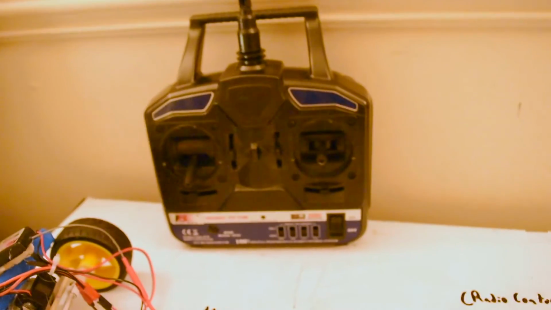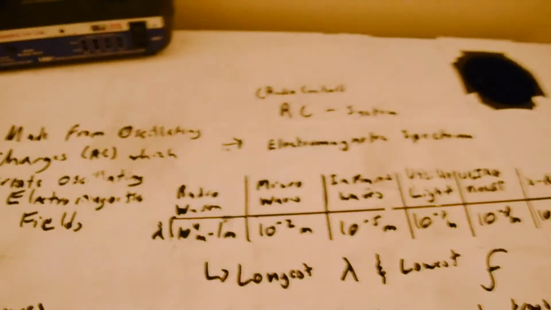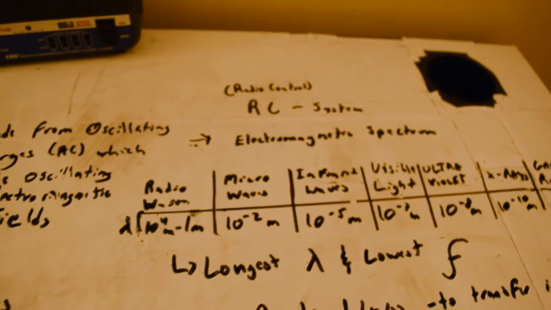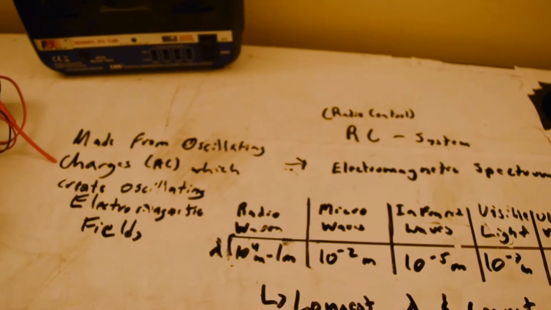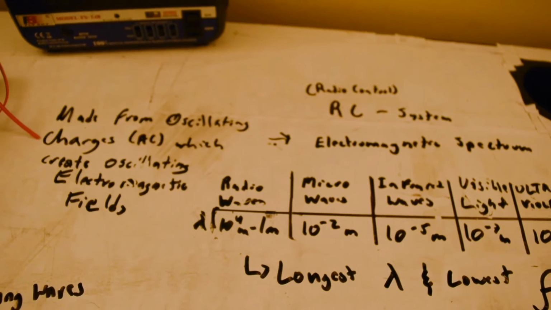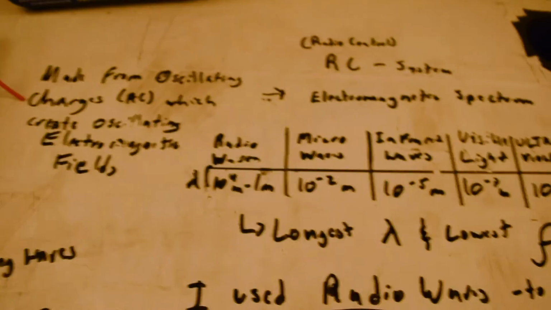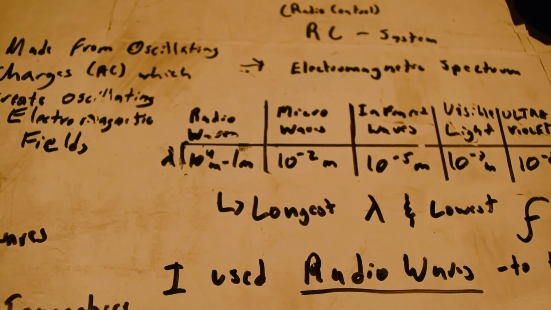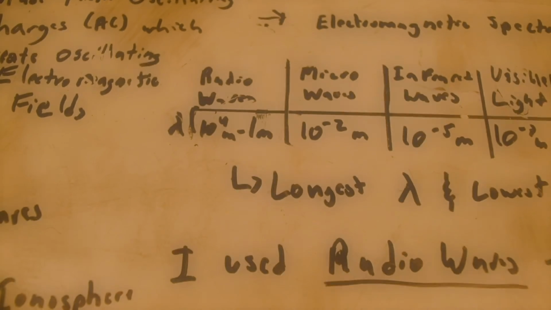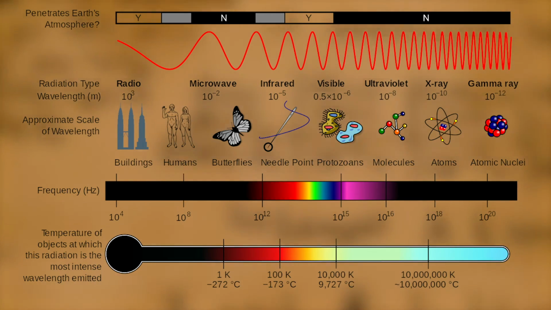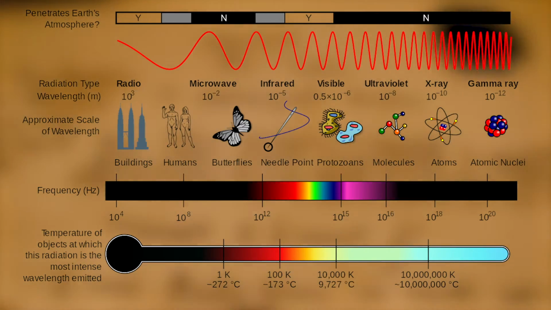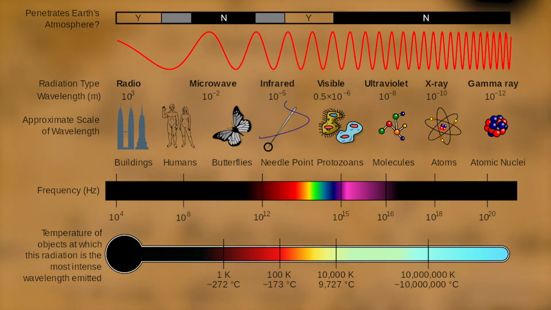Let's talk about radio control. Radio controls are part of the electromagnetic spectrum, and the electromagnetic spectrum is caused by oscillating currents, or alternating current, which creates oscillating electromagnetic fields. Now there are a few types of these electromagnetic fields. First of all, we have the largest wavelength one, which is your radio waves, and they vary from anywhere between 10^4 meters to 1 meter. Pay special attention to those because that's what I've used in my transmitter and receiver system.